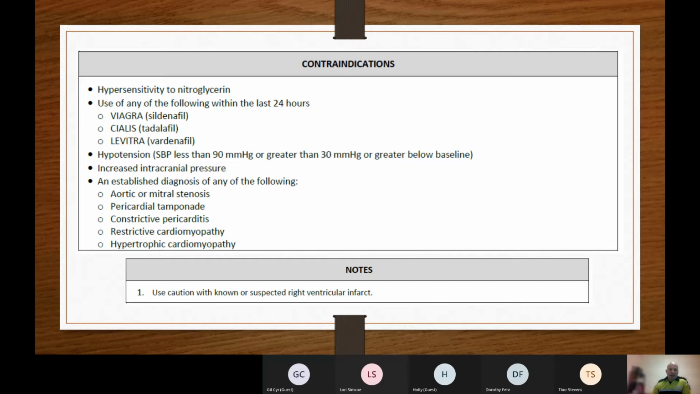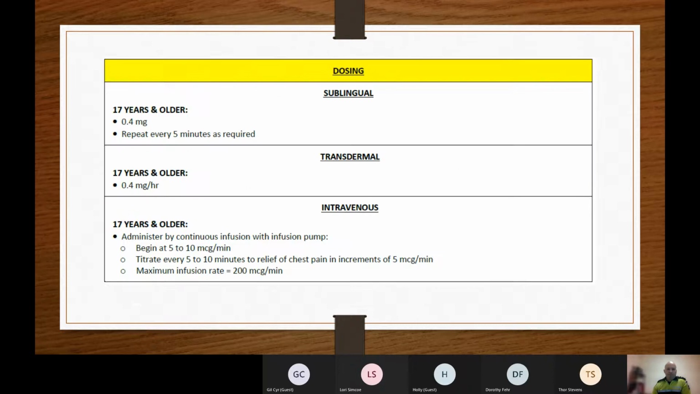So again, the big one with nitro is use caution if known or suspected right ventricular infarct. And we can do that by doing our 12 leads. So again, that's why it's so important to get our 12 leads done first on these patients. So our dosing for nitro for 17 years and older, it's 0.4 milligrams sublingual, repeat every 5 minutes as required. If we're going to use transdermal, it's straight up just 0.4 milligrams an hour.